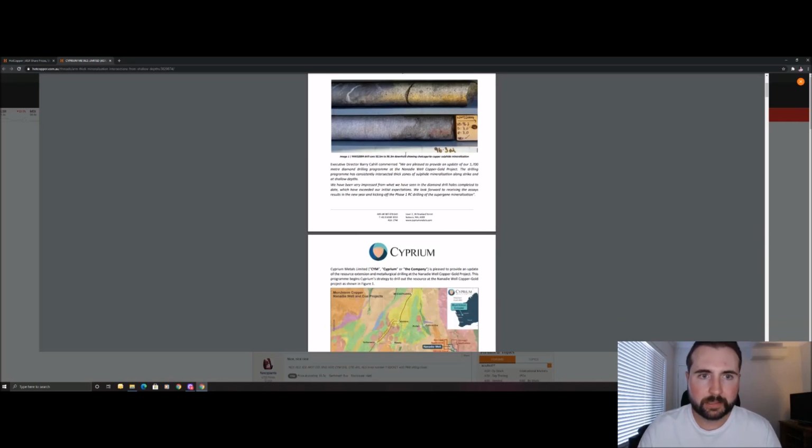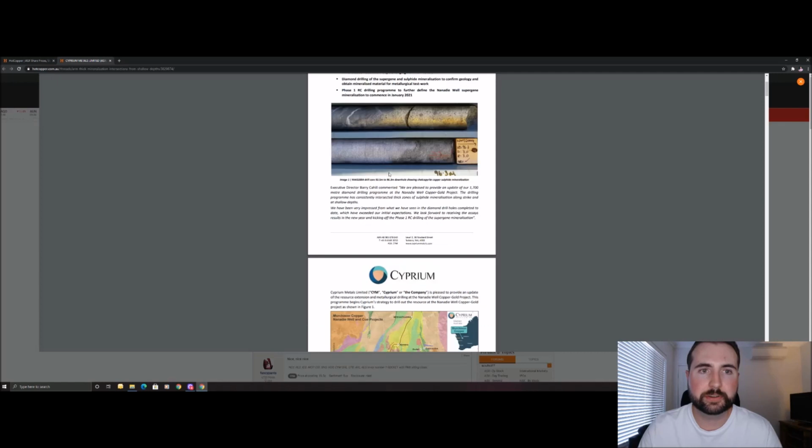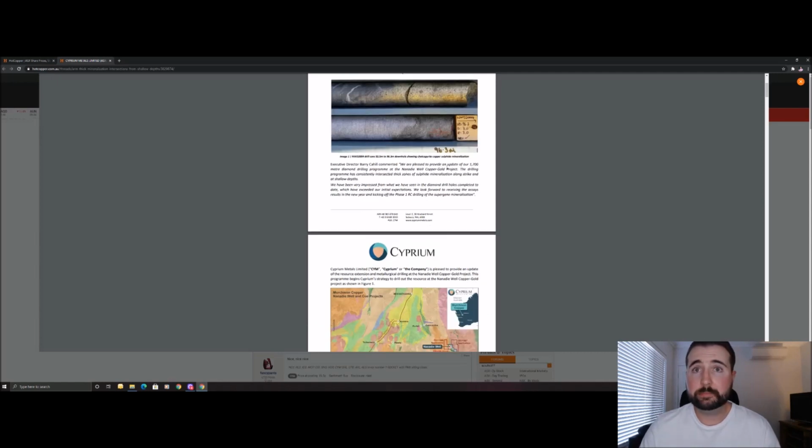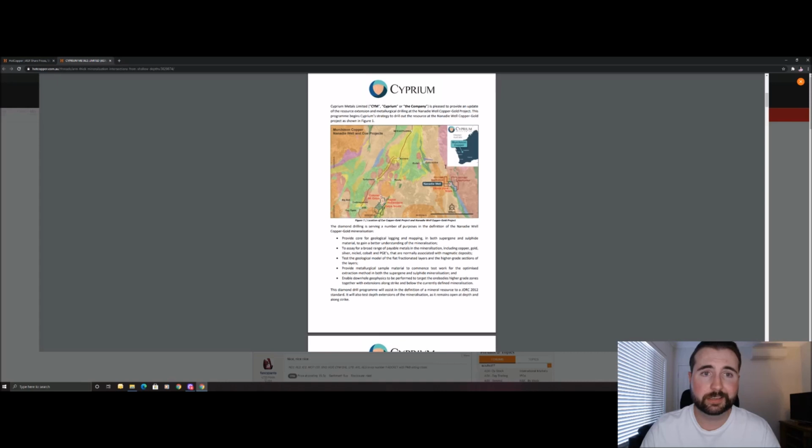But looking at this, let's have a brief look. So, basic information, fair enough. We're pleased to provide an update of our 1700 meter diamond drilling program at this copper gold project. Okay. The program has consistently intersected thick zones of sulfide mineralization. Now, sulfide's not gold, but it's a gold copper project, so that's a bit of a flag. Are they ready for this sort of resource? That sort of thing, you know.